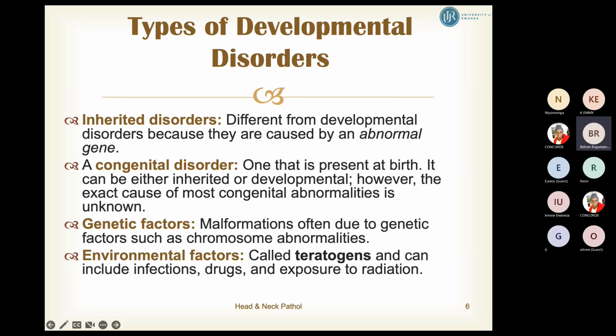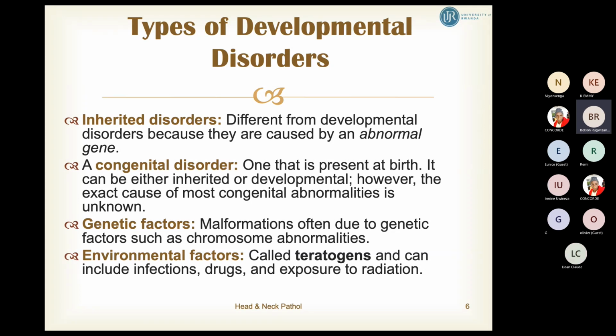Malformations are often due to genetic factors such as chromosome abnormalities, so trisomy and so on. Environmental factors are called teratogens and carcinogens. Teratogens cause malformations, while carcinogens cause cancer. So they are different, although one factor can cause both.